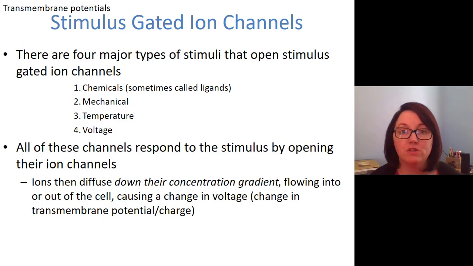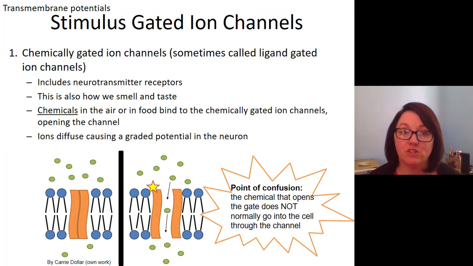So there are four major types of stimulus-gated ion channels. Right? There are chemically gated ion channels, there are mechanically gated ion channels, temperature-gated ion channels, and voltage-gated ion channels. And all of these channels respond to the stimulus by opening their ion channel. The ions then diffuse down their concentration gradient, flowing either into or out of the cell, causing a change in voltage. Let's take a look at each of these different types of gated ion channels.